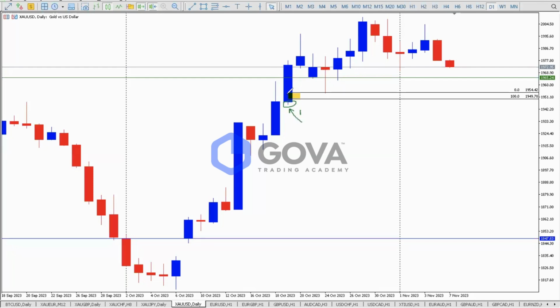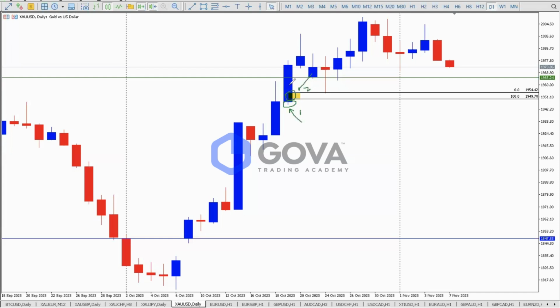Trap number two, you might see a hidden zone. Sometimes on a lower time frame, you might see a hidden zone that, when you switch to the D1 time frame, is sitting on the body of the candle. So this can be a trap too.